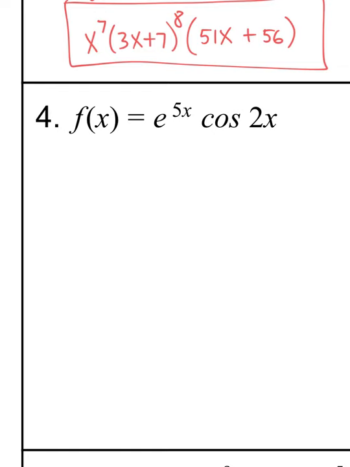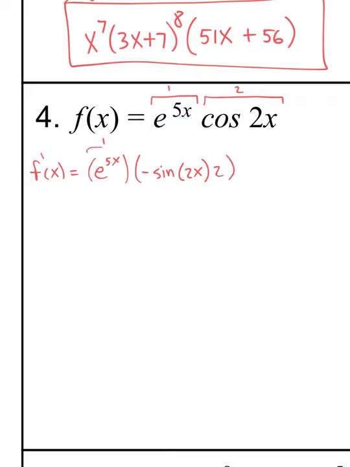Number 4. Our first function is e to the 5x. Our second function is the cosine of 2x. Those will both be chain rules when it comes time to take the derivative of them. So f prime of x, the first function as is, e to the 5x. So that's 1. The derivative of the second: the derivative of the outer is negative sine. The inner as is, 2x. And never forget about the derivative of the inner, times 2. So that whole thing is the derivative of the second function.